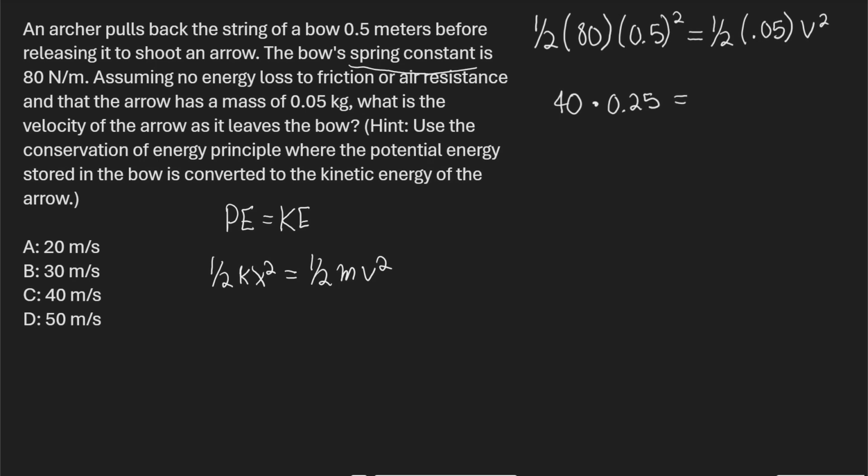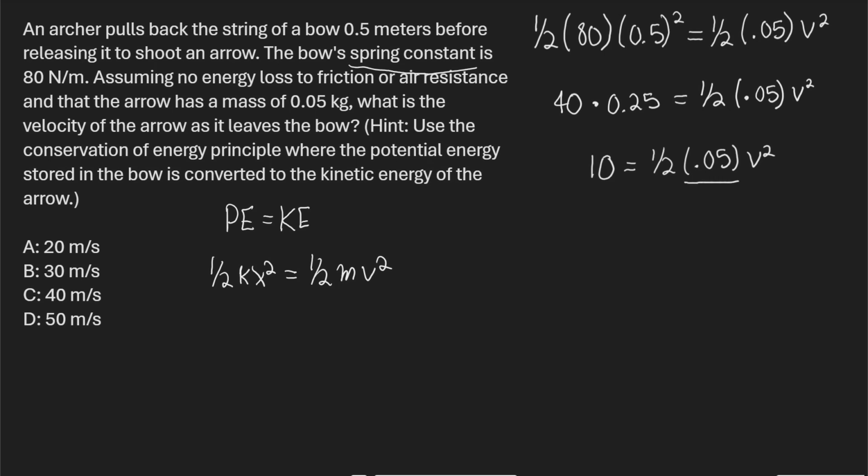times that equals 1/2. I'm going to leave these unsimplified, and I'll show you why, because mathematically, it's going to be much simpler if we do it this way. All right, 40 times 0.25, that's a quarter of 40. Right? So times 0.25 is the same thing as 40 divided by 4, which is 10. So 10 is equal to 1/2 0.05 v squared.